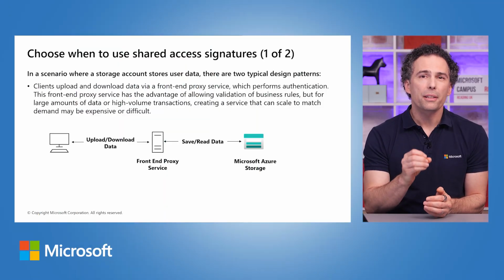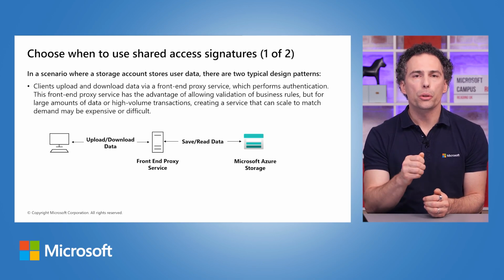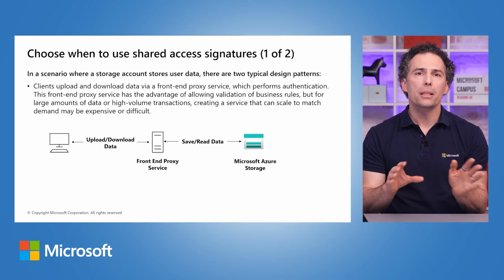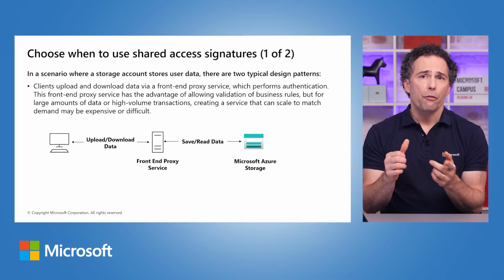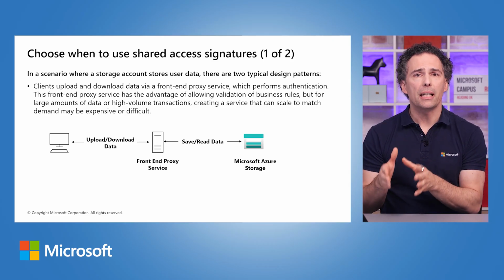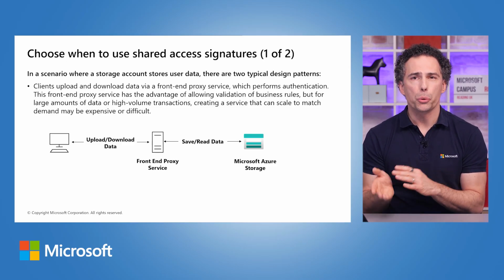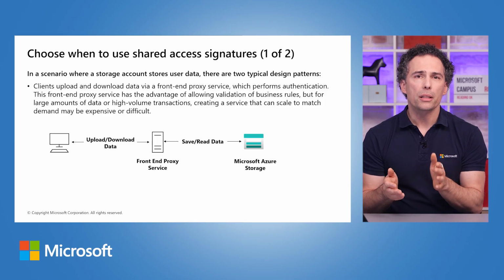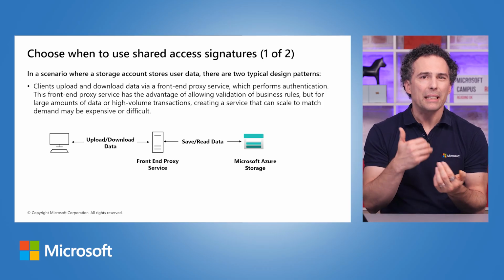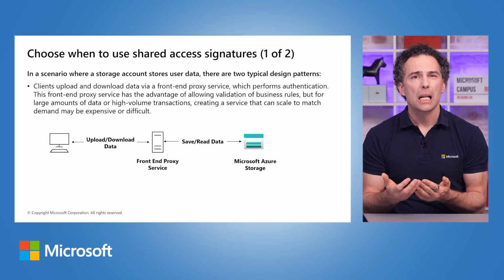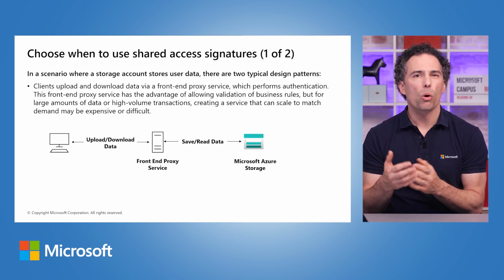A SAS is often helpful for a service where users access their own data in your storage account. Two common design patterns for a storage account that holds user data are: first, the client sends and receives data through a front-end proxy service, which checks the identity of the users. This front-end proxy service also enables verifying business rules. But for big data or frequent transactions, building a service that can scale to meet demand may be costly or hard.